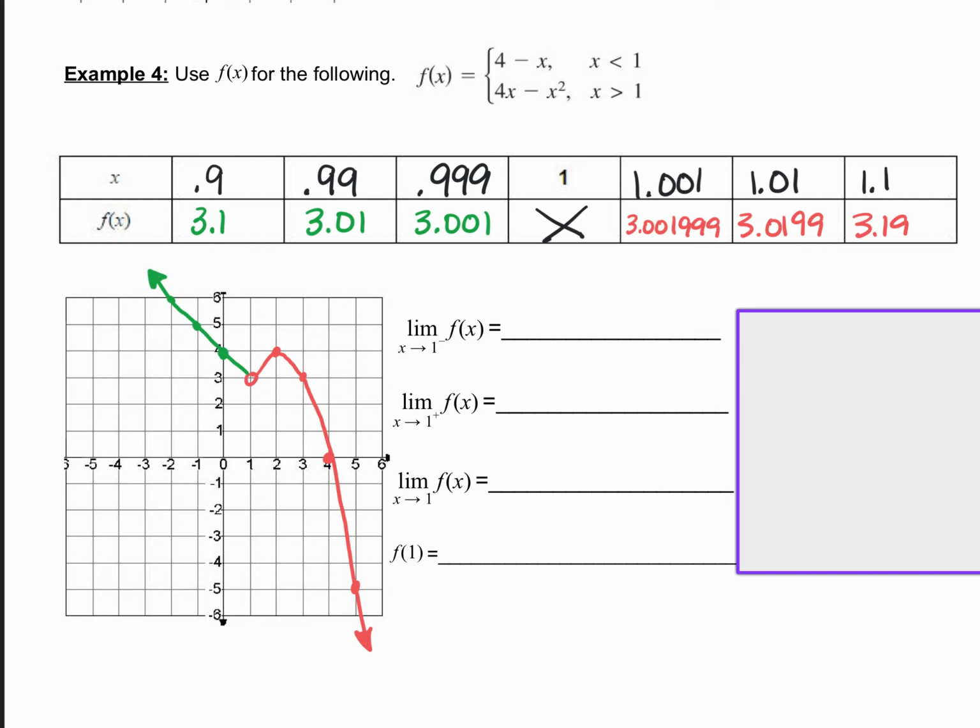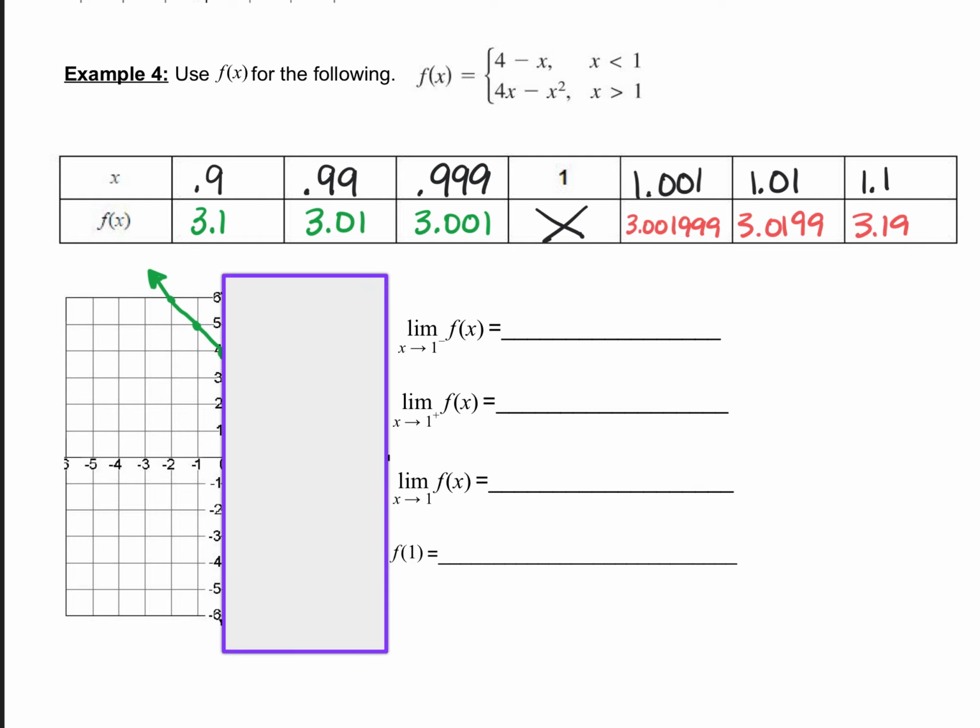All right, so here's what you should be seeing. Let's go ahead and find the limit from the graph first this time. So I'm looking at find the limit as x approaches 1 from the left. So I'm going to cover up everything on the right side of the graph because I'm only concerned about what's happening on the left.